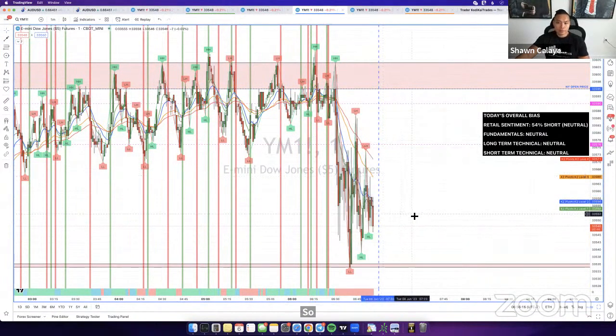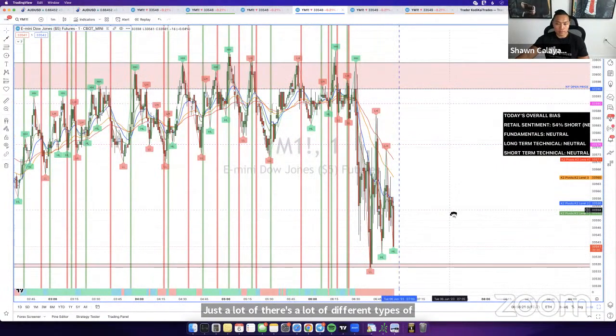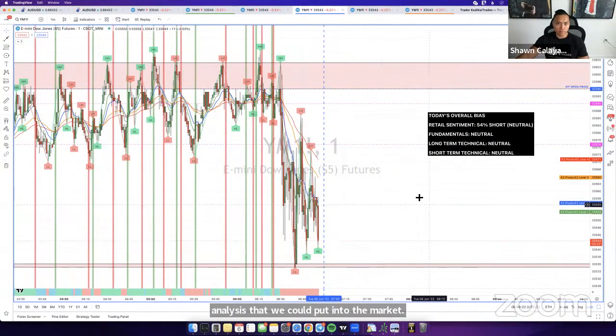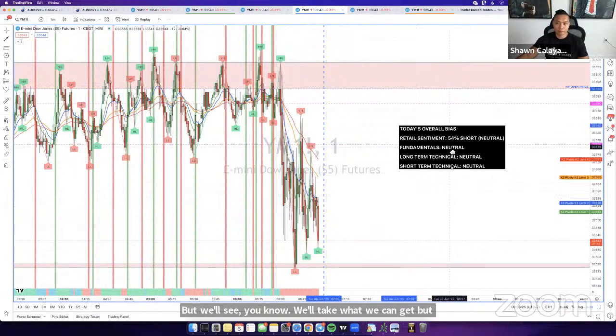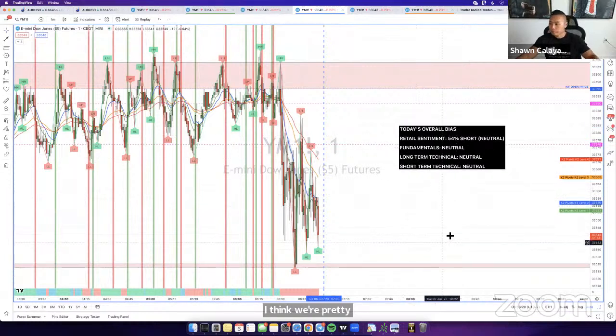There's a lot of different types of analysis that we can put into the market, but we'll see, we'll take what we can get. I think liquidity pushes are still going to be valid all throughout the year, because people are still going to have stop losses sitting around.